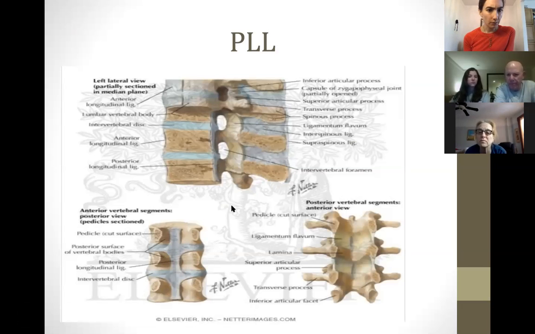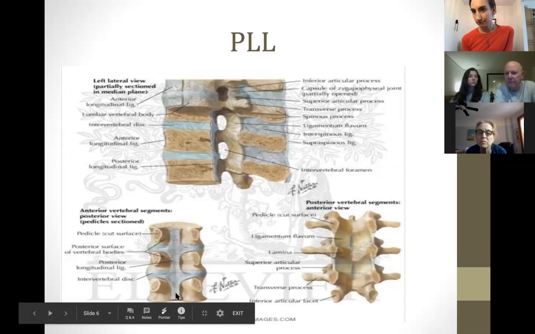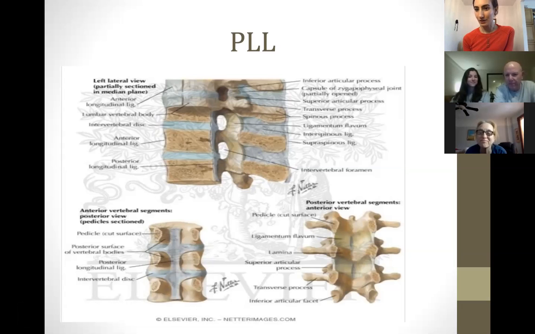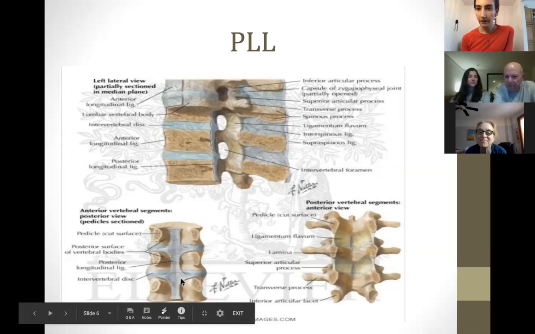In the front of our body, I didn't put a picture in of this, but there is an anterior longitudinal ligament that actually is much thicker than the PLL. Don't ask me why we were created that way, but it is what it is. So the PLL, that ligament that runs down the back, is thinner.